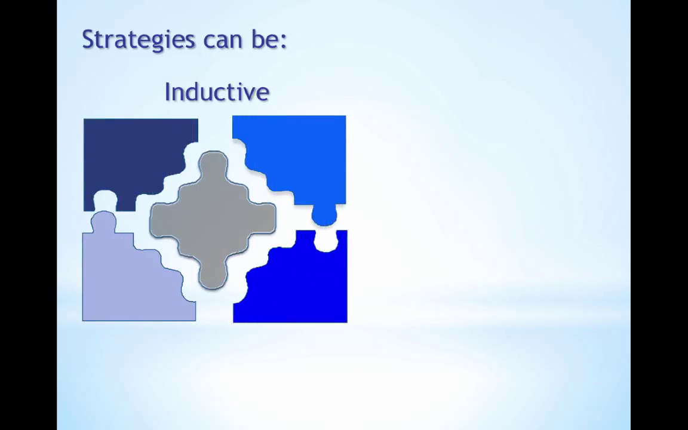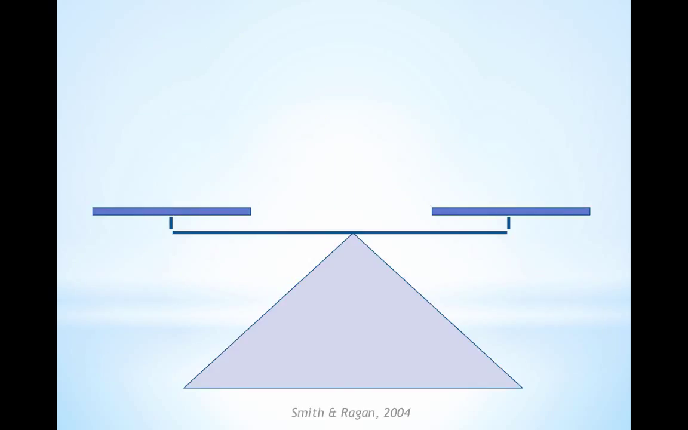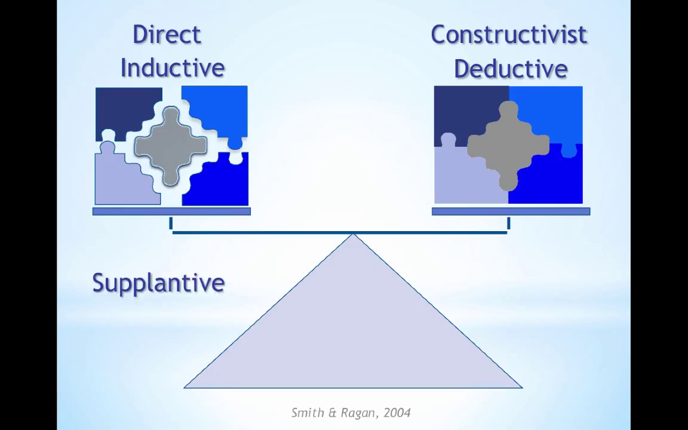Strategies can be either inductive, where the instruction provides all of the information, or deductive, where the learner provides the information. Deciding how these are used has to do with several things. Inductive strategies are often called direct strategies. Deductive would be more like constructivist. You can also use the word supplantive. In other words, we supplant, as a designer, the materials that they need, whereas constructivist strategies are sometimes called generative strategies, where the students generate the information. Usually, supplantive strategies take less time, and generative strategies take more time.